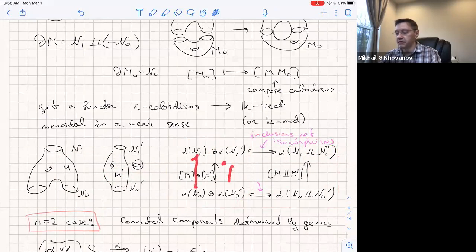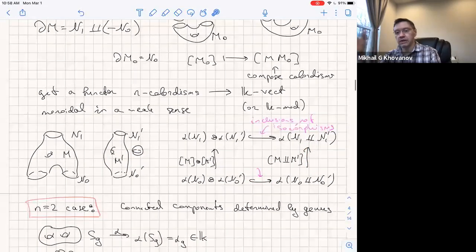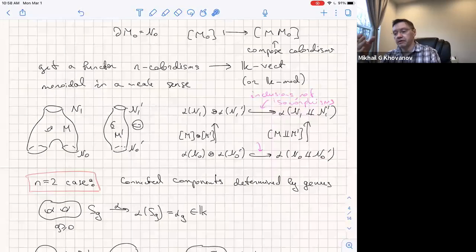So the tensor of these maps, together with inclusion, is the same as including and then mapping using the union cobordism. Again, everything is kind of immediate here. We're just saying that the standard features of TQFTs also work in topological theories that are not necessarily TQFTs.